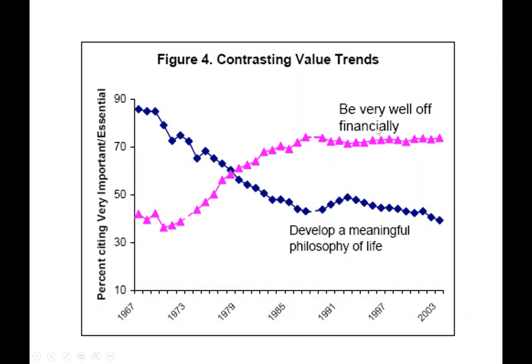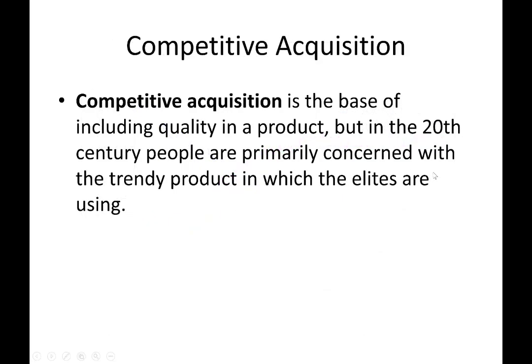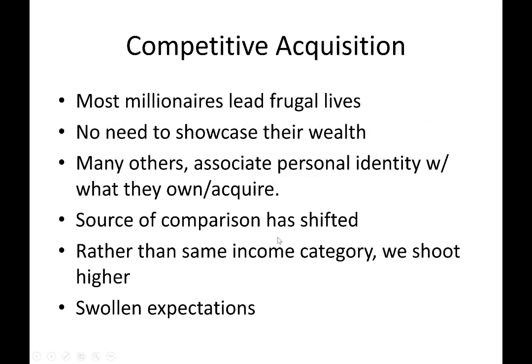Also, something we've noticed, the values are changing. So, contrasting values. We used to believe in the late 60s that developing a meaningful philosophy of life was more important, but that definitely has dropped going into the 2000s, and being very well off financially has increased. So last couple of things, competitive acquisition. This is the base of including quality in a product, but in the 20th century, people are primarily concerned with the trendy product and what the elites are using and trying to emulate that. So we've seen an increase in competitive acquisition. Instead of just looking at the quality of the product, we're looking at if the elites are using it, and that's how we're adding that value, and we're trying to emulate that.